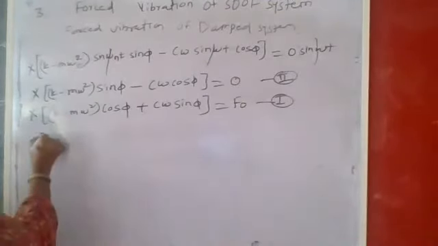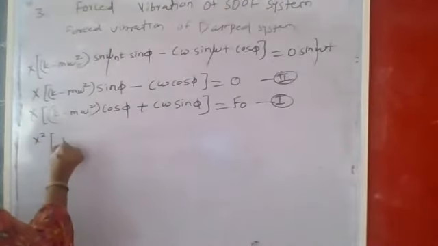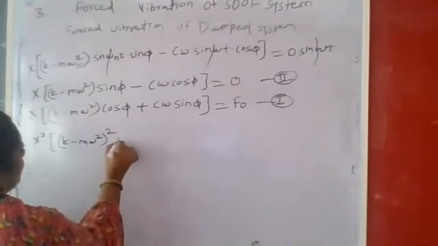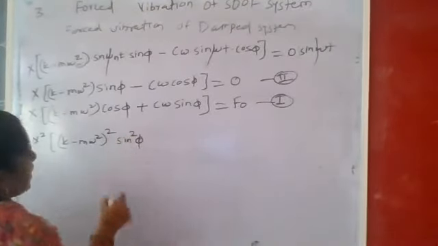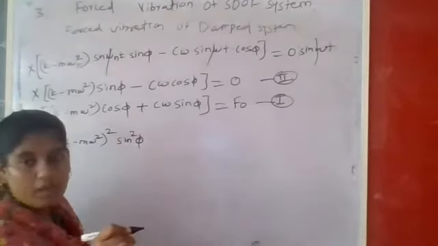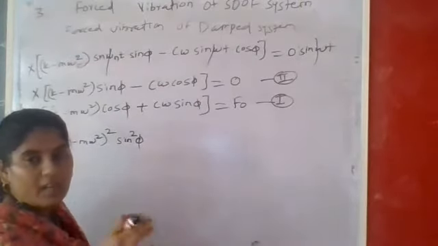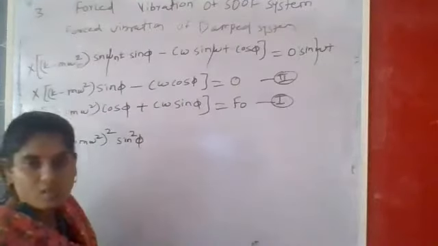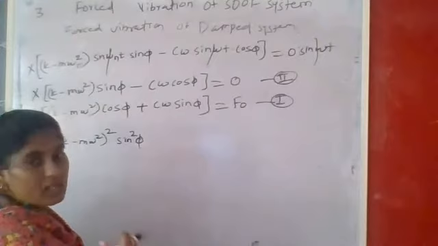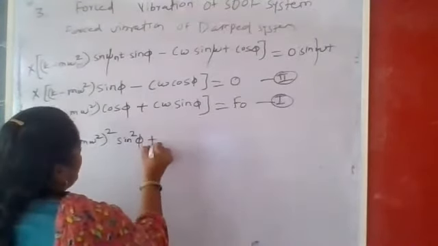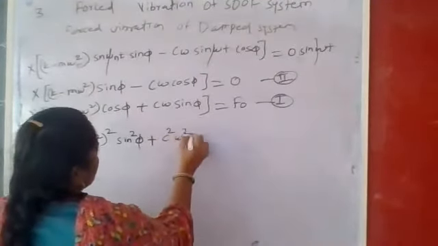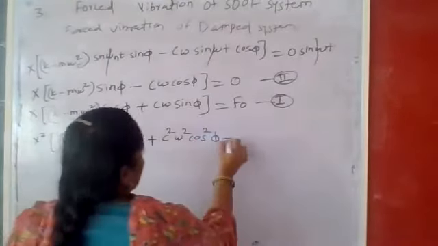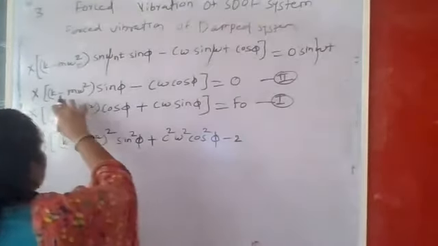For the first equation, X square into bracket (k minus m omega square) bracket square, into sin square phi. What is (a minus b) bracket square? Squaring and adding both the equations. (a minus b) bracket square is a square minus twice ab plus b square. Now here, plus c square omega square into cos square phi, that is the first equation, minus 2 into ab, that is a into b.